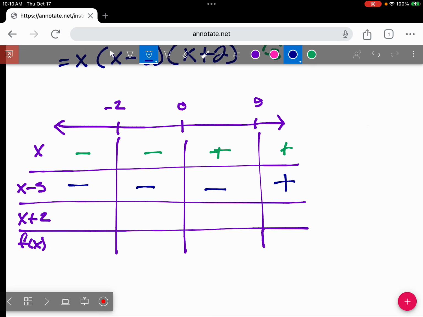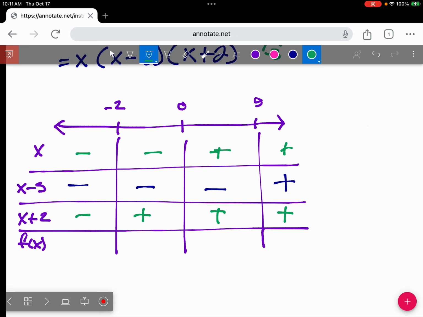Is this interval going to be positive or negative? Positive. How about for x plus 2? Is this going to be positive or negative? Ooh, careful. Negative. Think about if it was negative 3. Negative 3 plus 2 is definitely negative. That's still negative 1. What if we're between -2 and 0? Positive. Between 0 and 5? Positive. And between 5 and infinity? Positive.